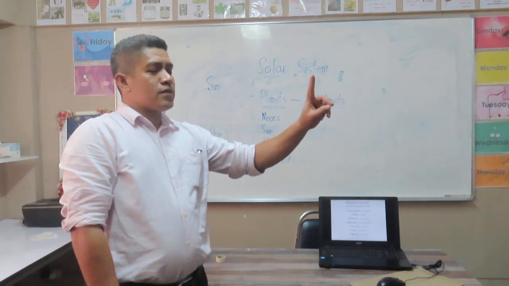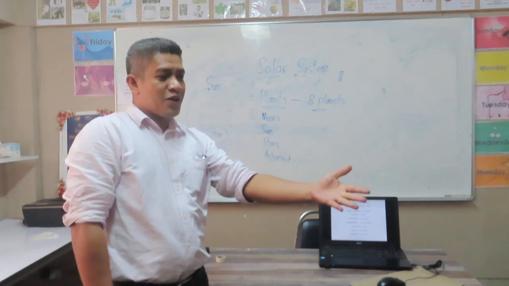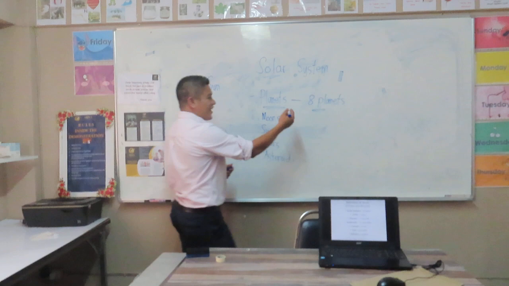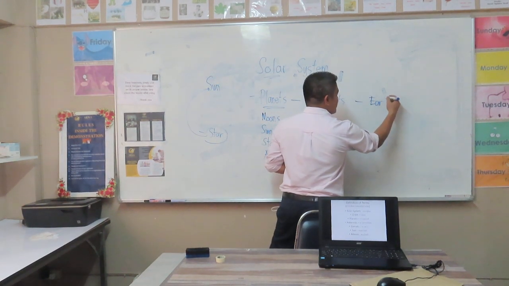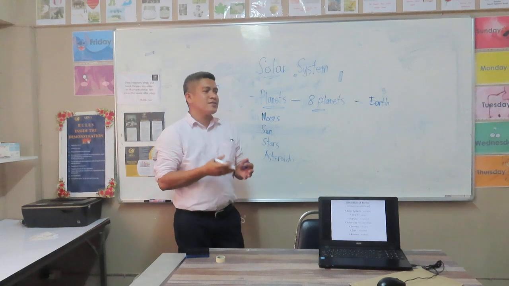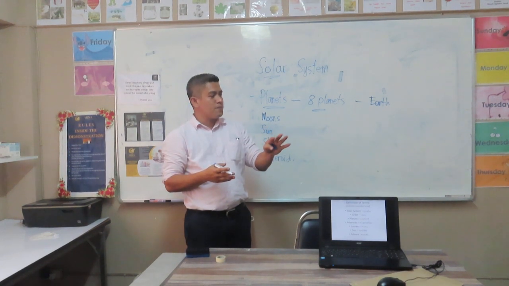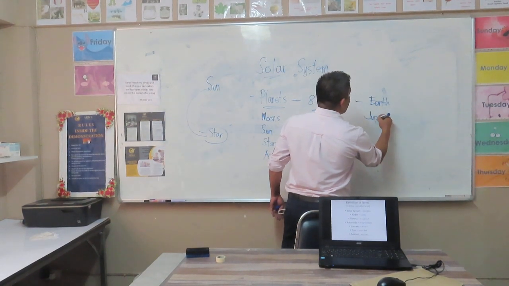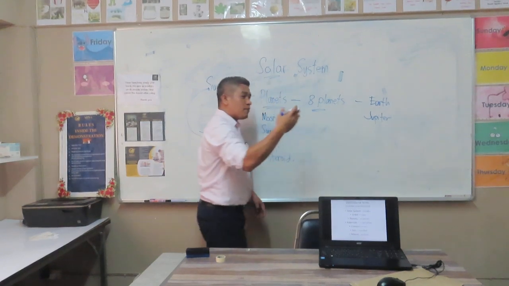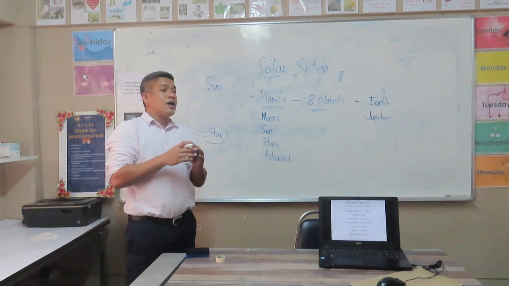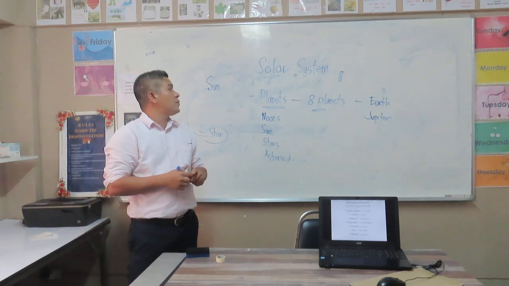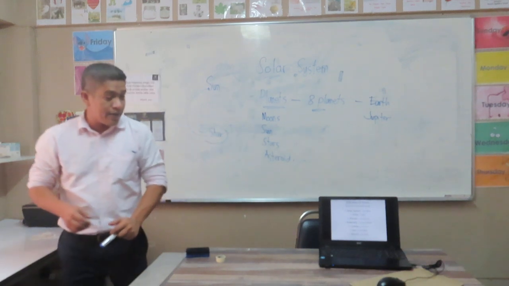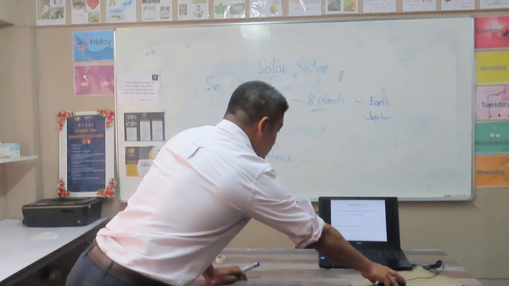Now I have a question. Give me one example of a planet. Ace. Earth. Very good. What else? It's not Earth. Yes, Earth. The other one? One more planet. Jupiter. Very good. So, Jupiter, Earth, Mars, Neptune. Those are the planets which belong to the solar system. Okay, no more questions. I will question you later.